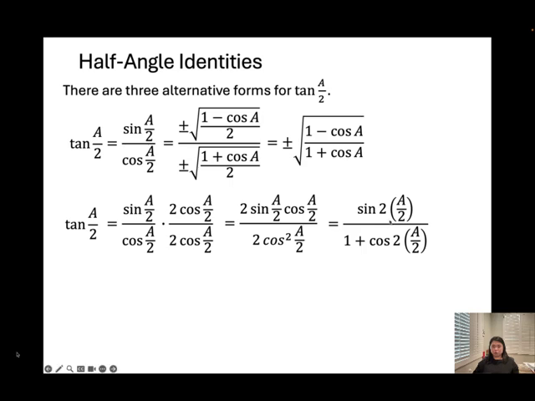And then we simplify it. We cancel out the 2 here. You get the second formula, sine a over 1 plus cosine a.